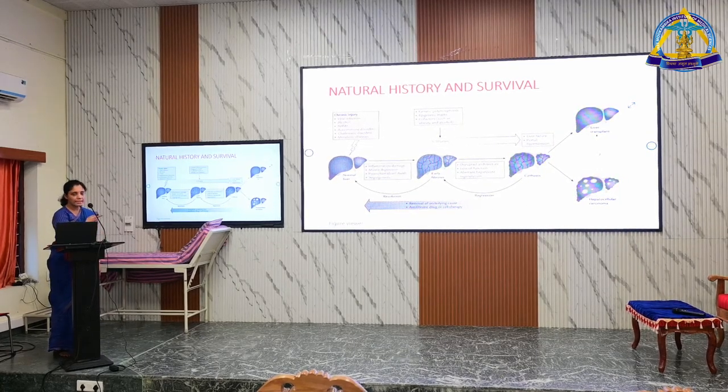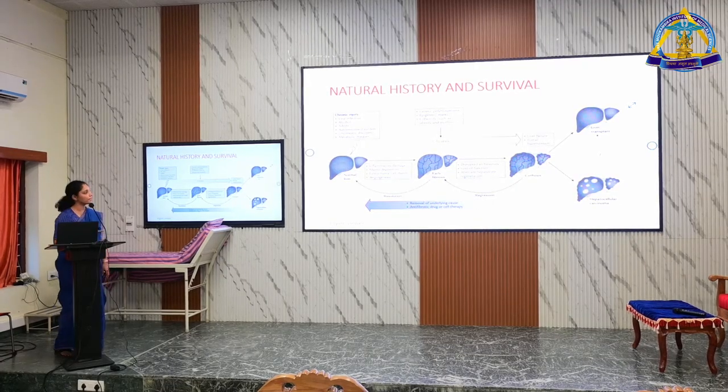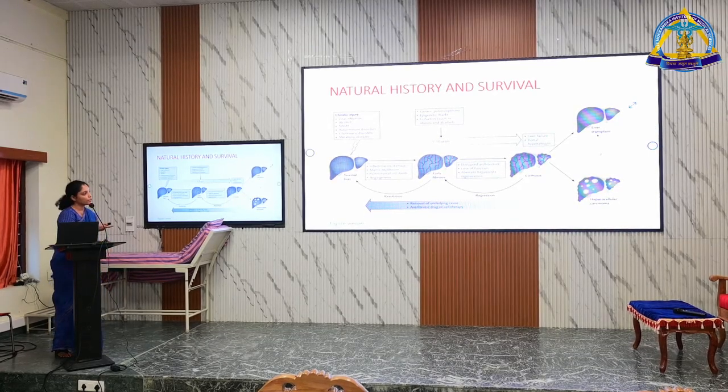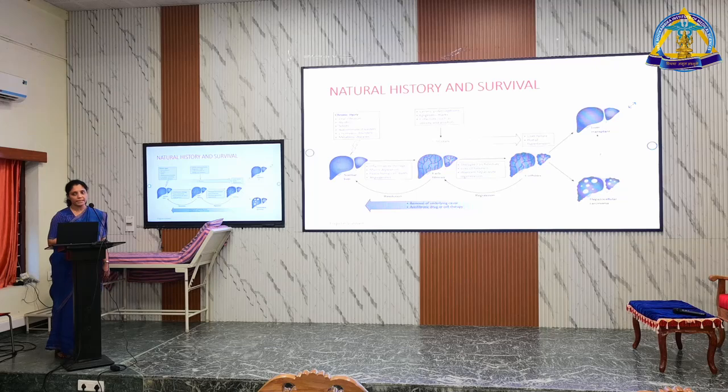But if the insult goes on for years, and according to different etiologies it can take even from 5 to 50 years, this goes on to a disrupted architecture, loss of function and aberrant regeneration, finally leading to the stage of cirrhosis. And when the cirrhosis becomes decompensated, that is when most of the liver functions are not taking place, and when there is hepatocellular failure, the liver cells, due to the chronic insult, lose their function.